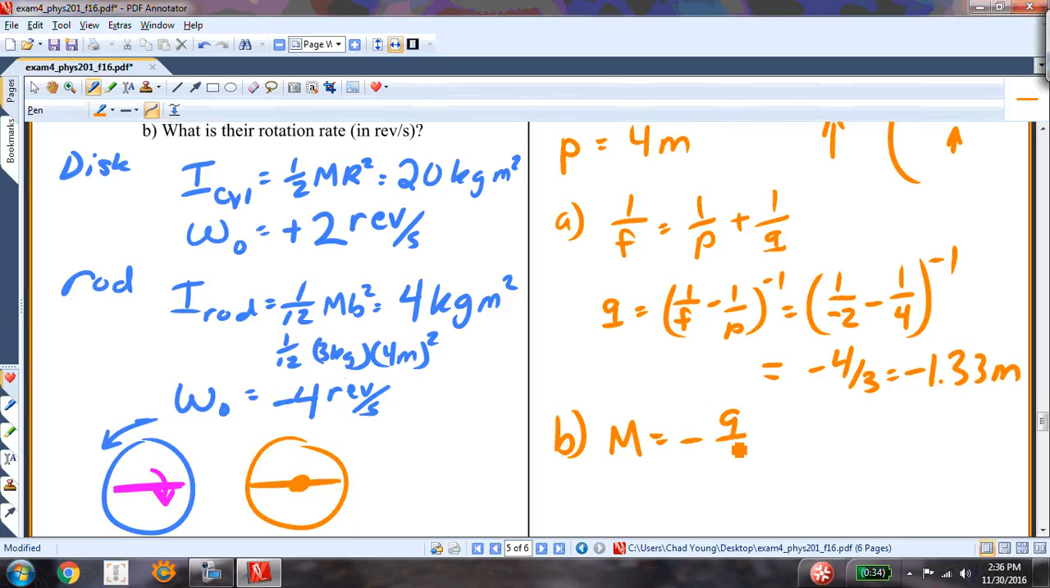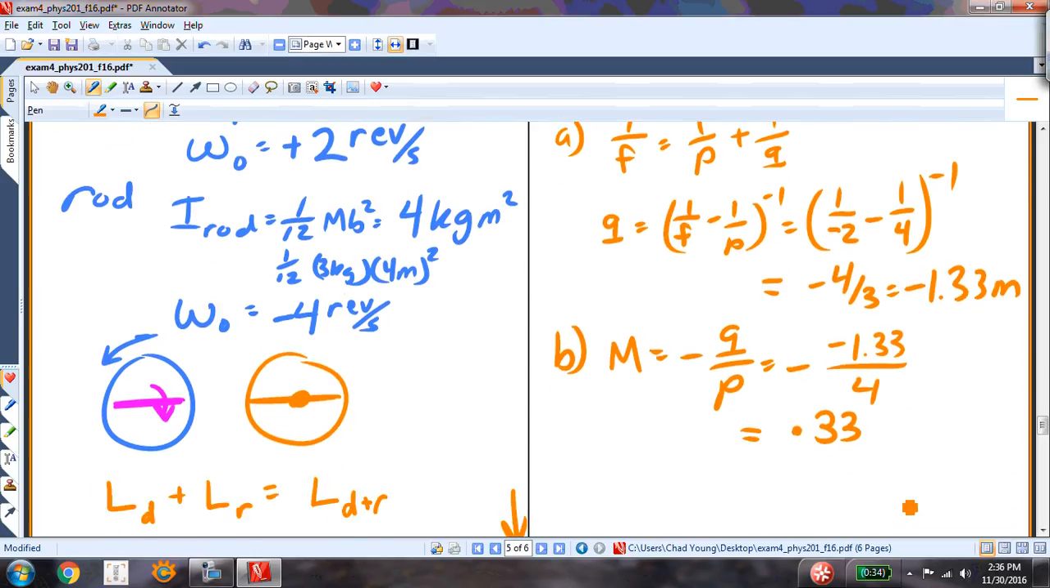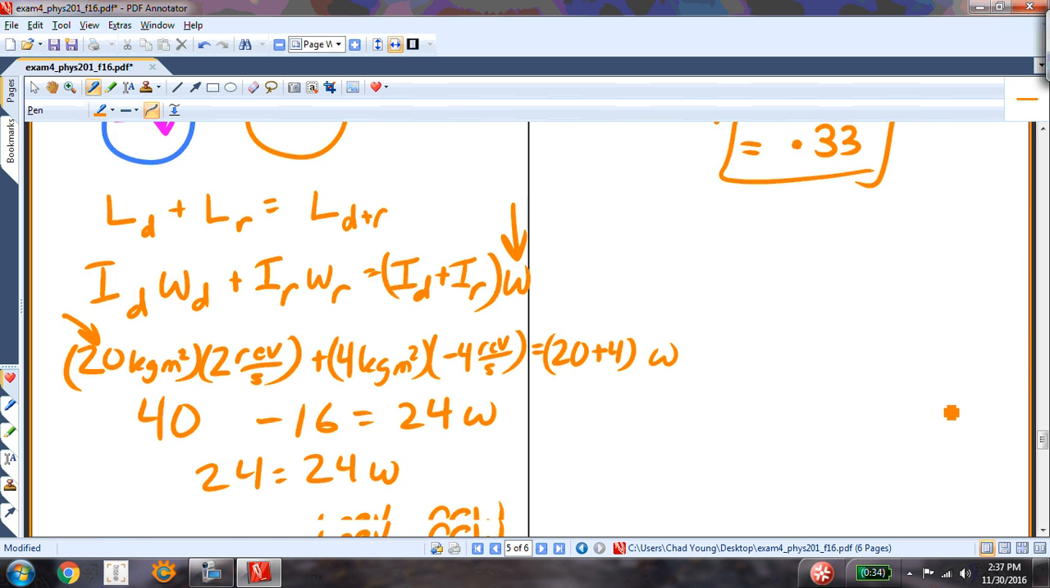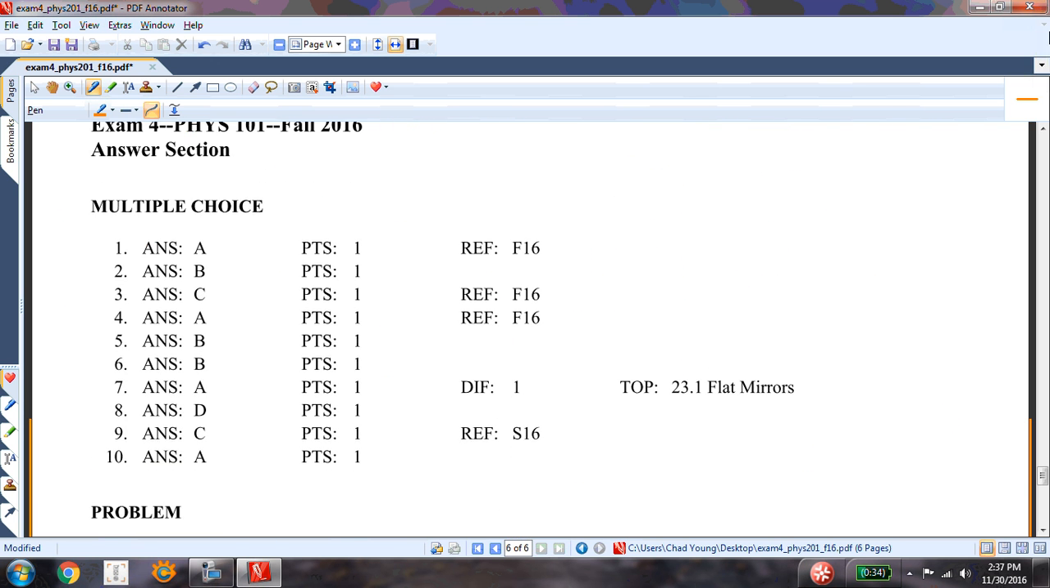So my magnification is -Q over P. That is -1.33 divided by 4, and that's positive, which is good. 0.33 or 1/3 if you keep your fractions there. And so that's the right answer. Magnification, you notice, doesn't have any units. It's just a factor. And I think that's it. There's those multiple choice answers.